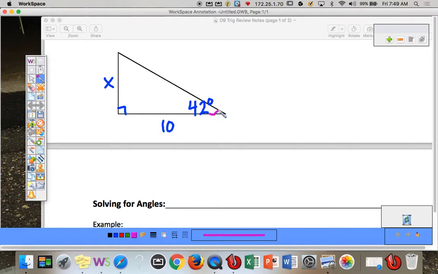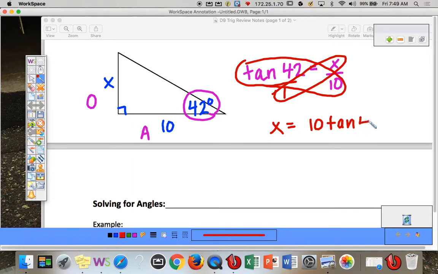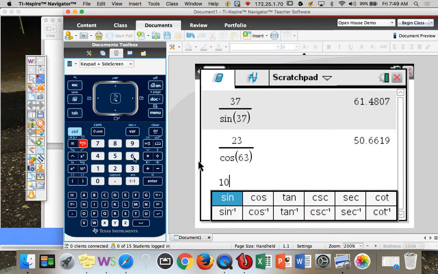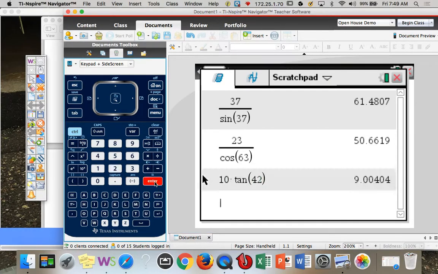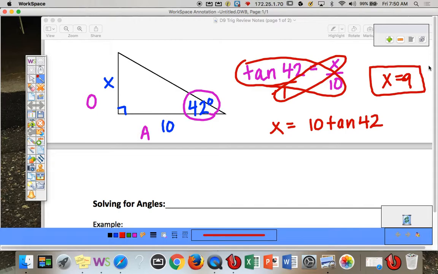So here's our angle, 42. We have opposite, we have adjacent, so we have tangent of 42 equals opposite over adjacent. Can we cross multiply? This time, x is already by itself, so it saves us a step. That equals 10 tangent 42. When x is already by itself, you can just type 10 tangent of 42 in your calculator, and that side is about 9. So x equals 9. Again, when you solve for sides, you cross multiply.